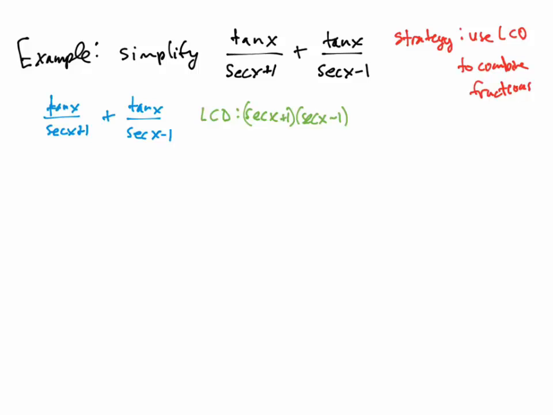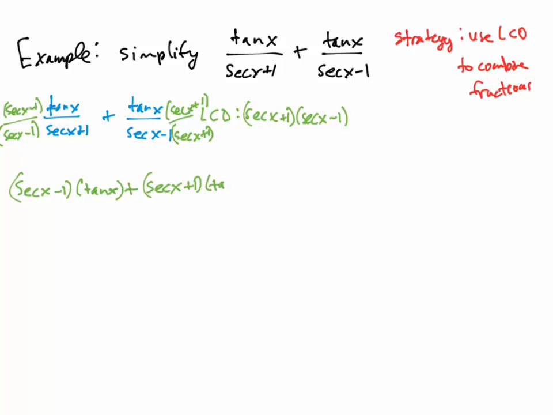So on the left fraction, I'm going to multiply by secant x minus 1 over secant x minus 1. And then on the other, secant x plus 1 over secant x plus 1. And doing so, in the numerators, I'm not going to multiply this out just yet. Secant x minus 1 times tangent x plus secant x plus 1 times tangent x. And then we have a common denominator. The common denominator is going to be secant x plus 1, secant x minus 1.